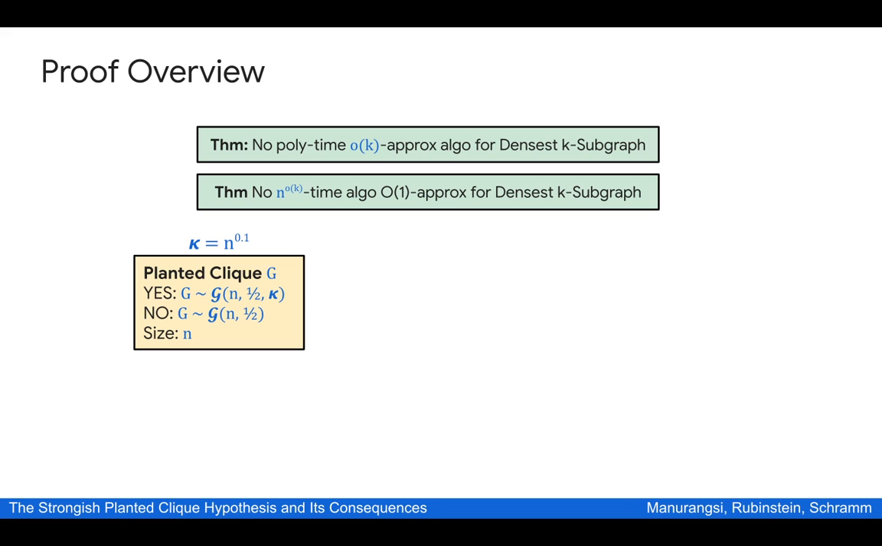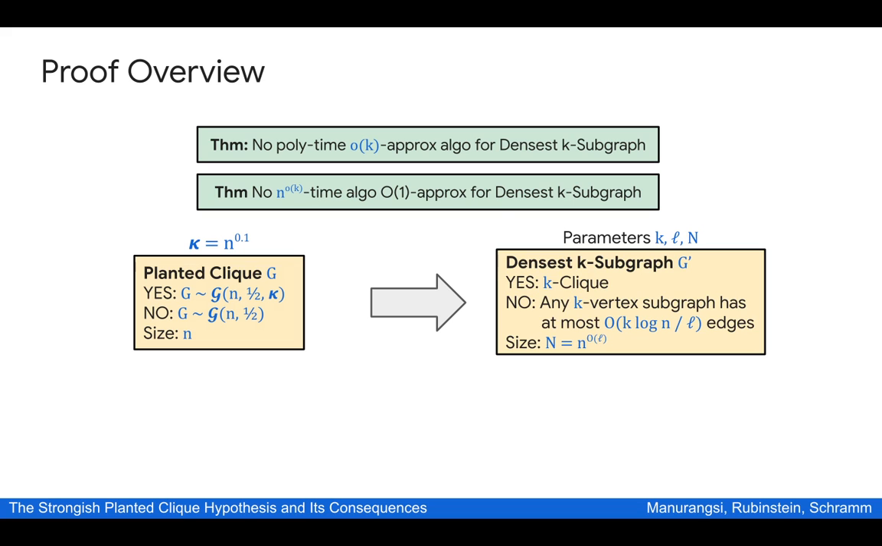In our reduction, we will start from the planted clique problem. So in the yes case, our graph G will be sampled from the planted distribution, where here our kappa is n to the 0.1. And in the no case, G will be sampled from the random G(n, 1/2) distribution. Our reduction has three parameters, k, L, and N, and it will produce a graph G prime with the following properties. In the yes case, G prime will, with large probability, say 0.9, contain a k-clique. Whereas in the no case, again with large probability, any k-vertex subset of G prime will have a small number of edges. Specifically, the bound we will get is order of k times log n over L.